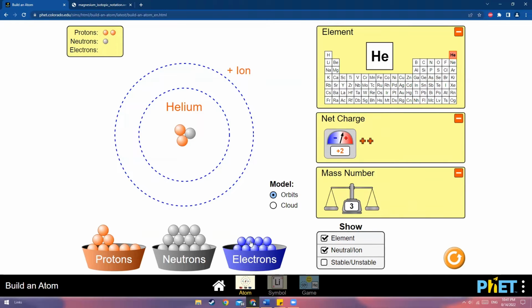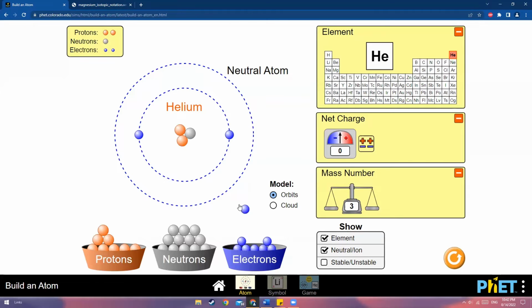Now let's say I add an electron. And I actually see when I tried to add it to the nucleus here, it rejects it, rightfully so. The electron is supposed to be in the outer valence shell. And you'll notice as I added that electron, our net charge dropped by 1. Now, if I add 1 to the other side, it's now neutral. So this is still helium, but because we've added this neutron and we've added these electrons, the mass number is 3, but the net charge is 0.